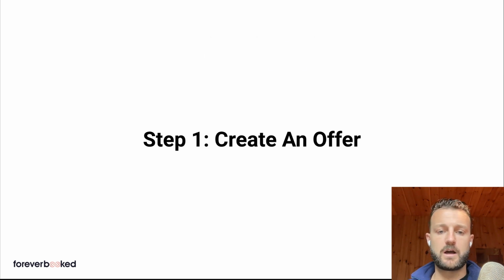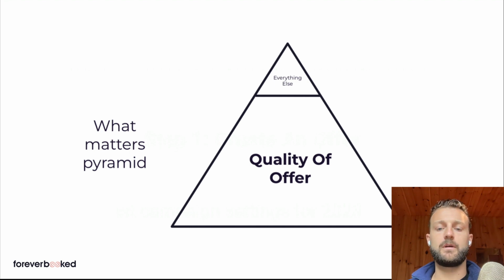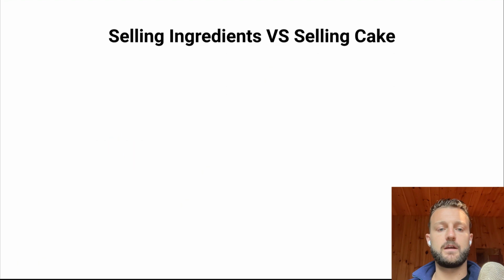So step one, create the offer. I call this the What Matters pyramid. I've used this in other videos before, but it's a very simple drawing to illustrate the importance of the offer compared to everything else in your campaigns. So the offer, as you can see, takes up the majority of the pyramid because it's the most important. Everything else at the top, this includes your targeting, your images, your videos, everything else, right? So with local marketing for medical spas, if you don't have a good offer, it's like trying to build a mansion on top of sand. You need to have that foundation, and that's what the offer is.